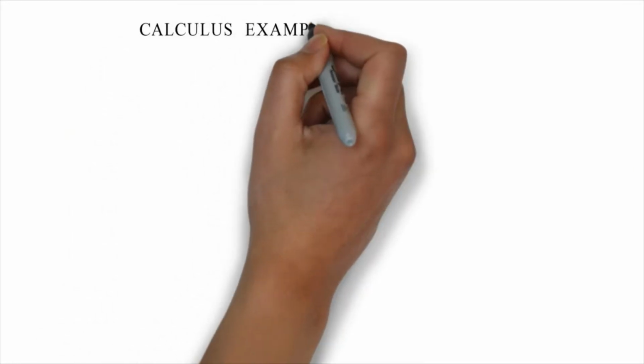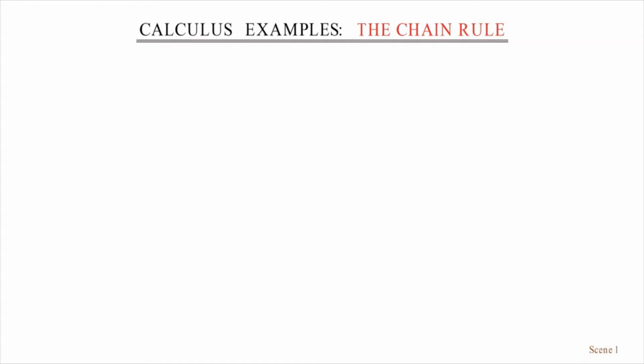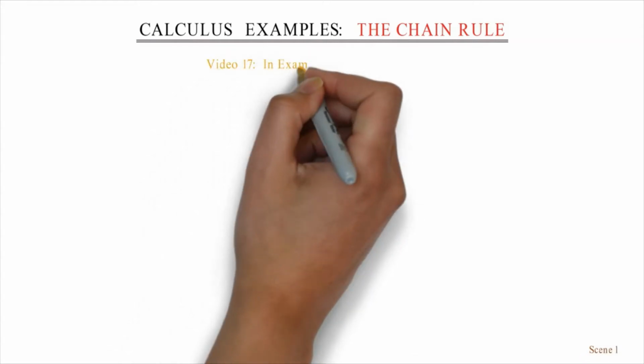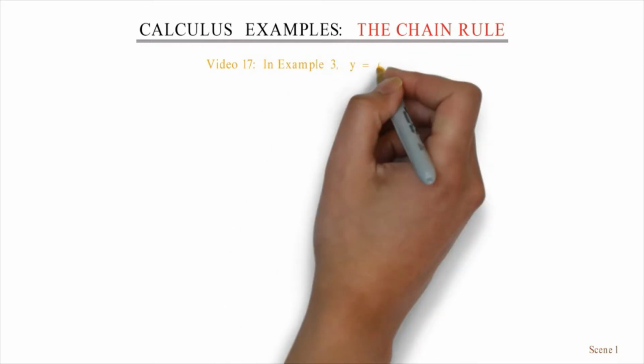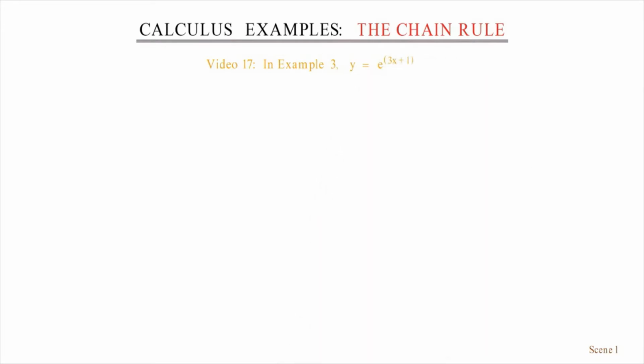Calculus examples, the chain rule. This is video 17. In example 3, y equals e to the 3x plus 1.